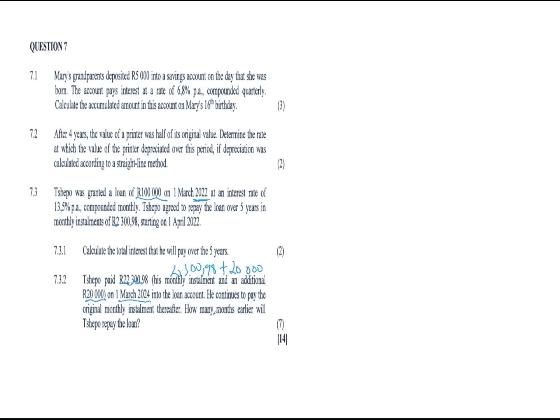Now they ask, how many months earlier will Tepo repay the loan? Which means it will no longer be exactly the 5 years, which would actually mean it's what? 5 multiplied by 12? That's 60 months, right? So that means it will no longer be 60 months, but it would have to be less than that, right? So now this is what we are trying to find out. How many months earlier will he repay the loan if he makes that lump sum payment of 20,000?